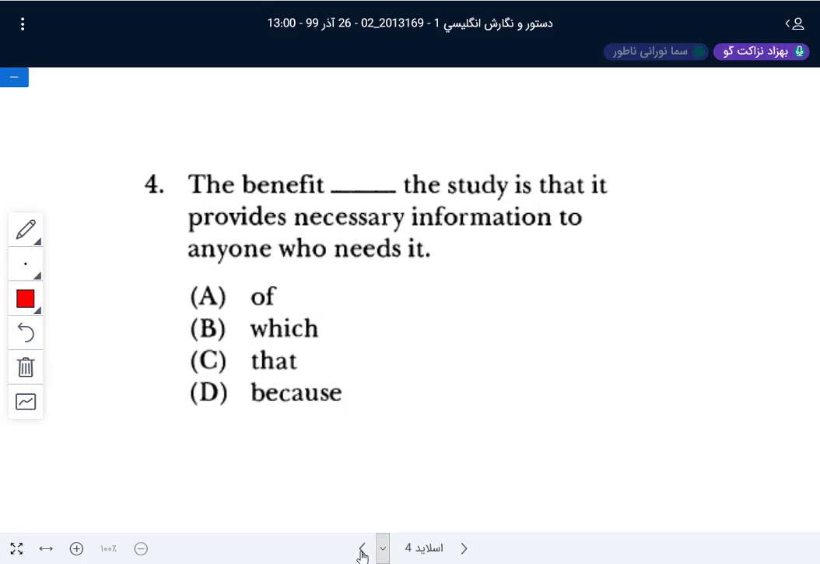Excellent. Thank you so much. Let's ask Soyand. So again, number 4. What is the best choice? The best choice for number 4 is A. The benefit of the study is that it provides necessary information to anyone who needs it.